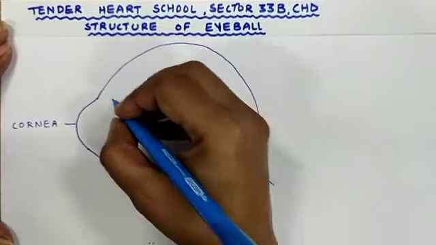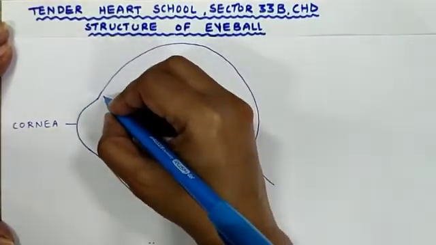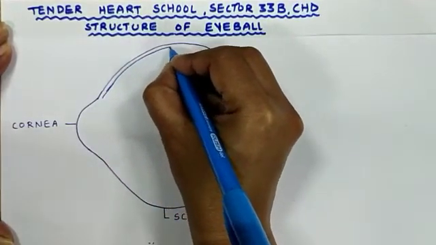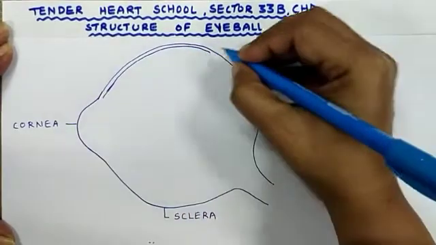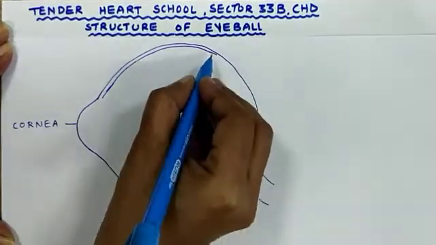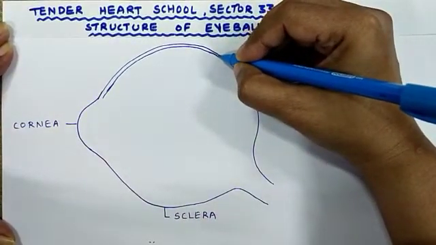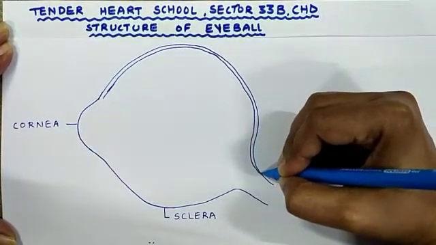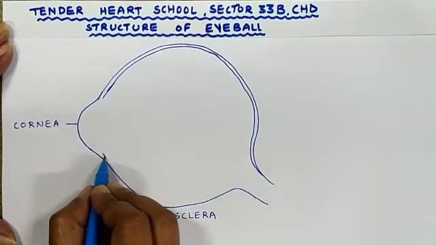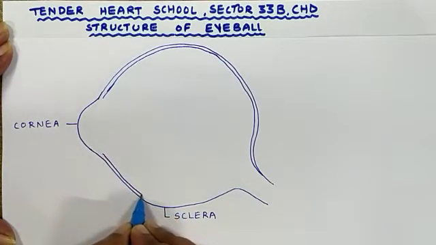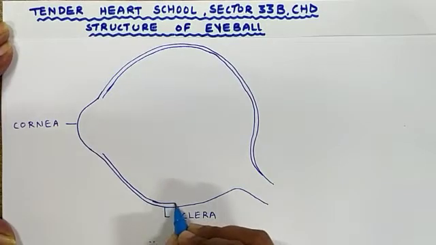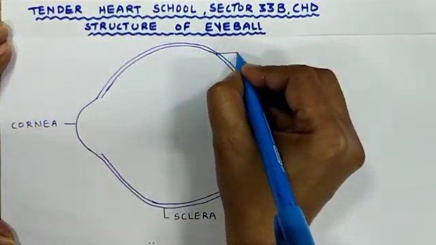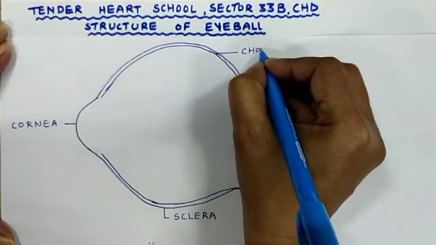Okay, now let us start with the second layer. This is the second layer of the eyeball, that is the choroid layer. This is the choroid layer, which is the second layer of the eyeball. It is inner to the sclera, and this choroid layer is present inside the sclera. So this is choroid.